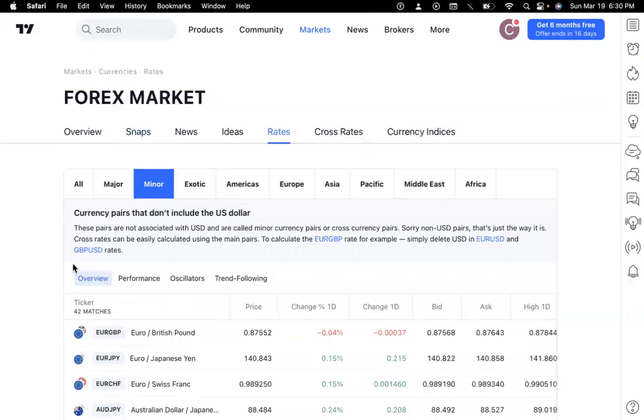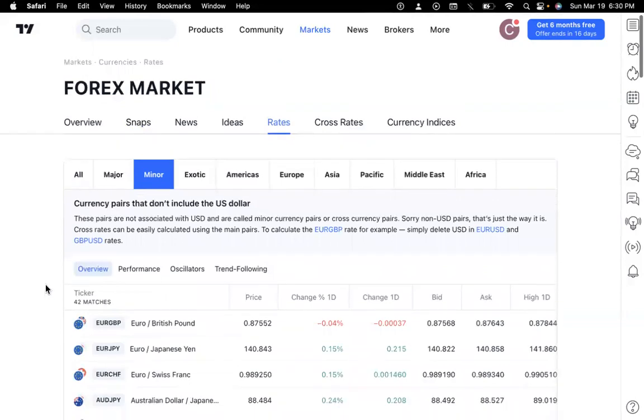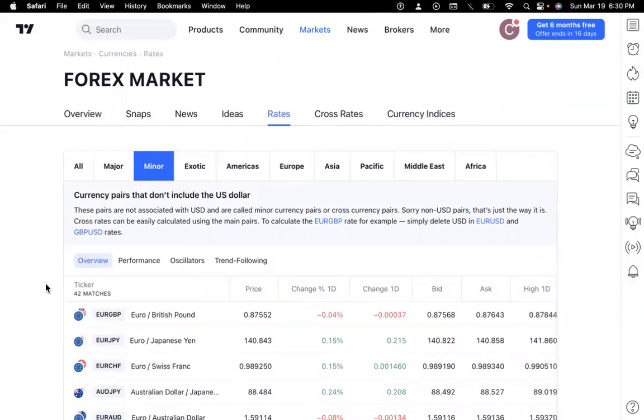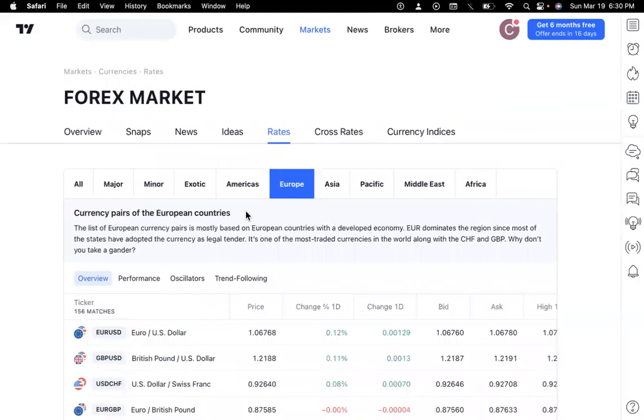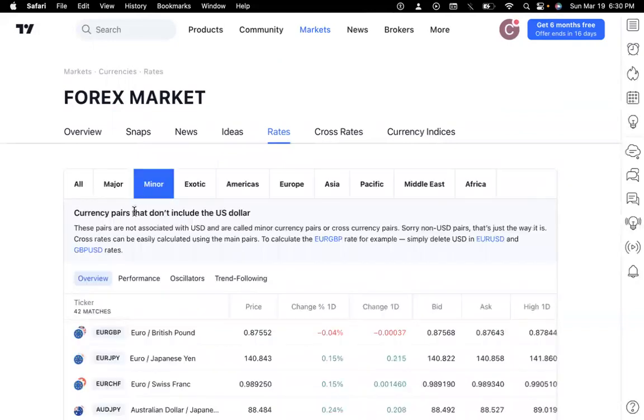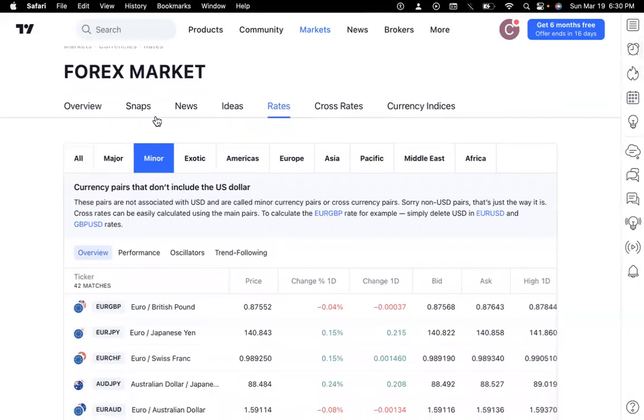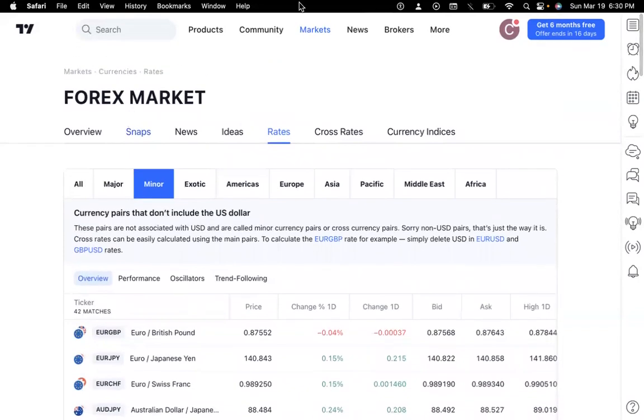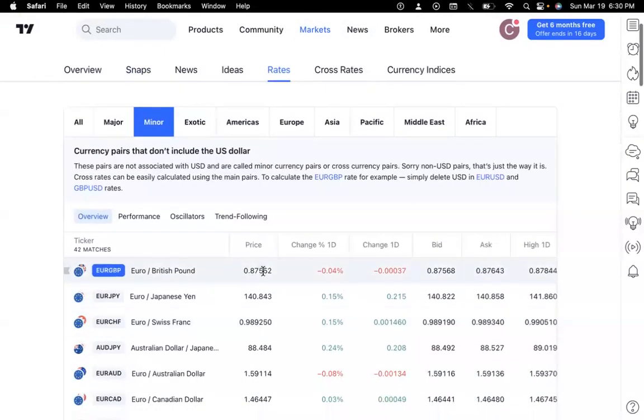And then a minor is every other pair that does not cross with USD, right? So there are Euro majors, which is obviously any pair that crosses with Euro. And if I click here, right, you'll see any Euro pair. Then you have minors, again, which is any pair that doesn't cross with USD. So that's just that.